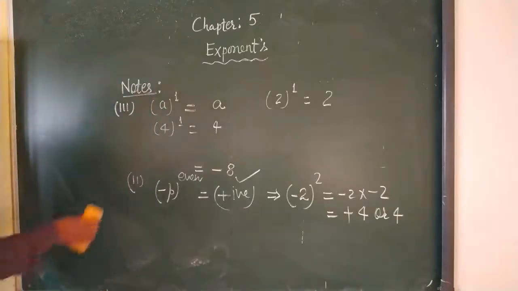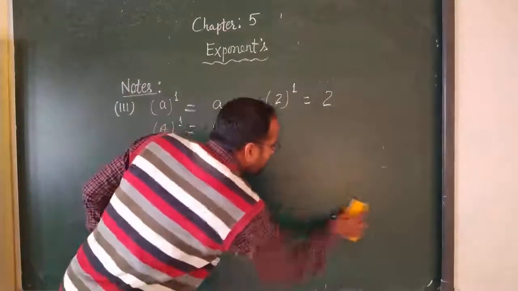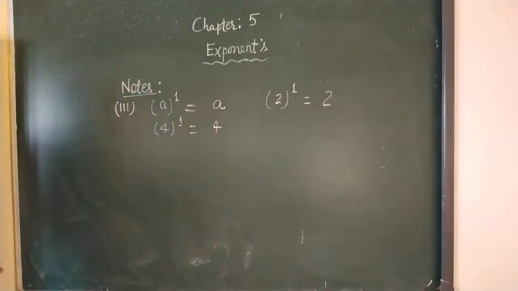Now the fourth one is, if any number has a power 0.